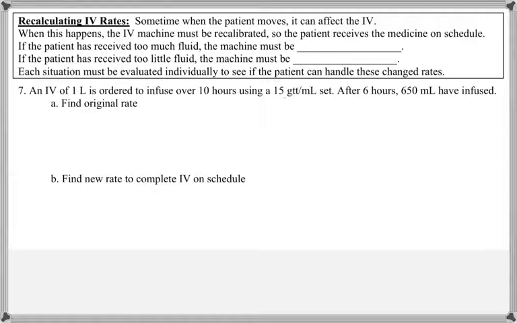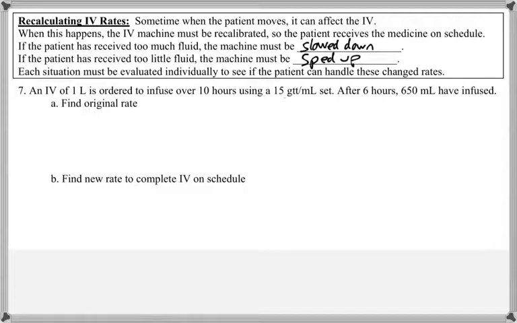If the patient has received too much fluid, then the machine must be slowed down. And if the patient has received too little fluid, the machine must be sped up. And each situation must be evaluated individually to see if the patient can handle these changed rates.